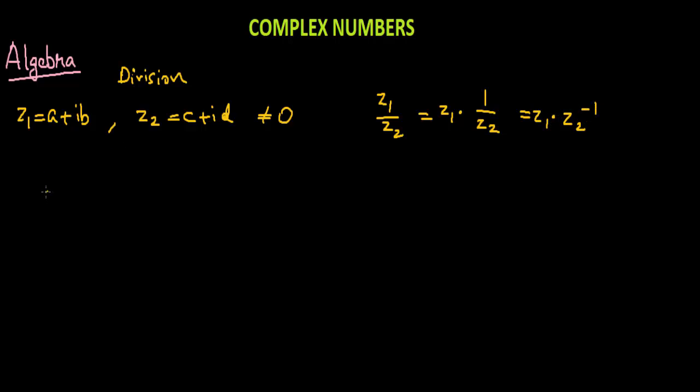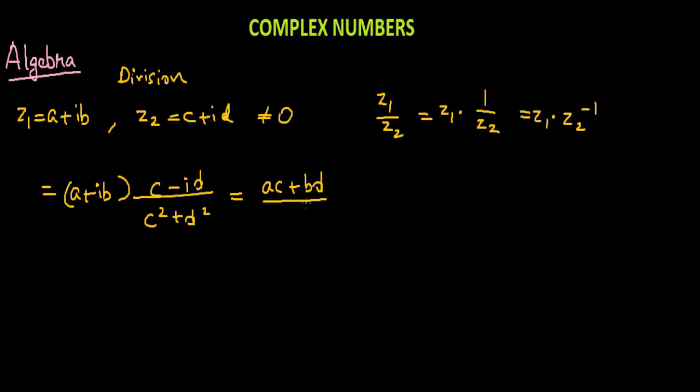So this will be given as, I'm writing right here, a plus ib times c minus id upon c square plus d square, and solving this we get (ac plus bd) upon c square plus d square, plus iota times (bc minus ad) upon c square plus d square.